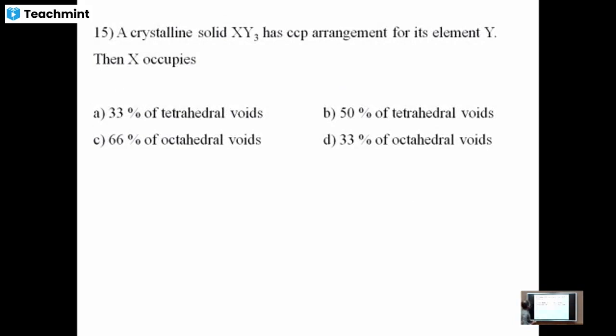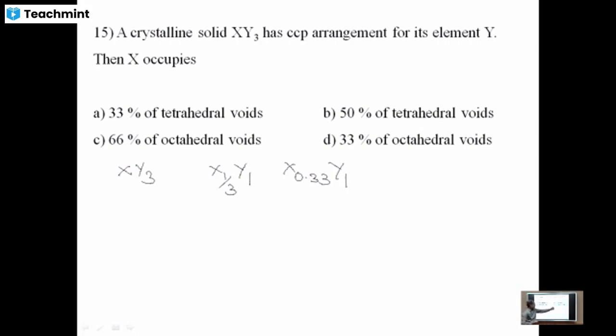Next one, a crystalline solid XY3 has CCP arrangement for its element Y. Then X occupies 33% of tetrahedral voids, 50% of tetrahedral voids, 66% of octahedral voids, or 33% of octahedral voids. The formula given here is XY3, or you can write it as X 1 by 3 Y1, or X 0.33 Y1.